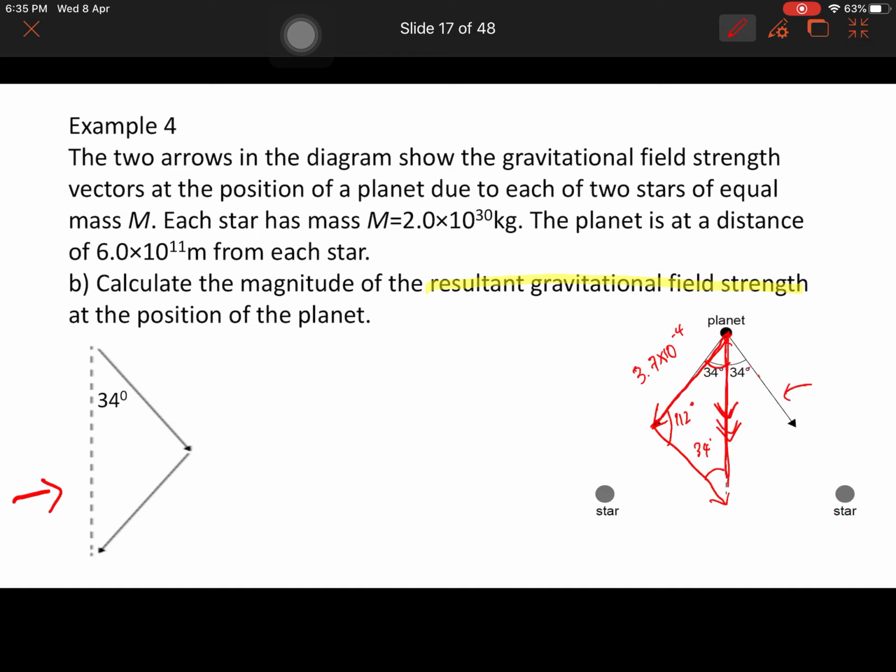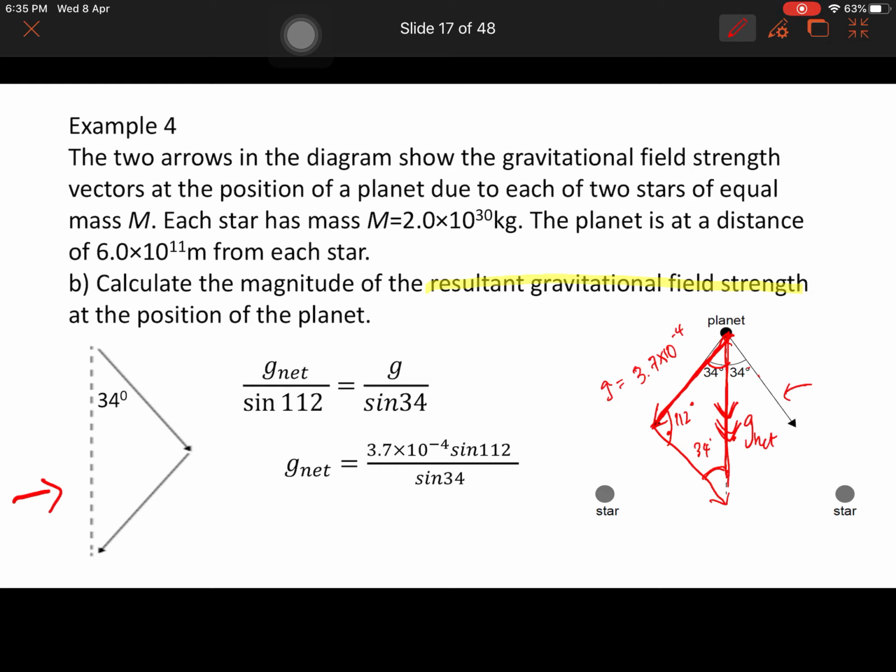I want to know what's the resultant vector. How do I get that? You use your sine rule. So, if this is our G net, and this is our G due to one star, so G net over sine 120 equals sine 34 over 3.7 times 10 power of minus 4. So fit the values in, you can calculate that out. You get your G net, your resultant gravitational field strength, to be 6.1 times 10 power minus 4 Newton per kg.